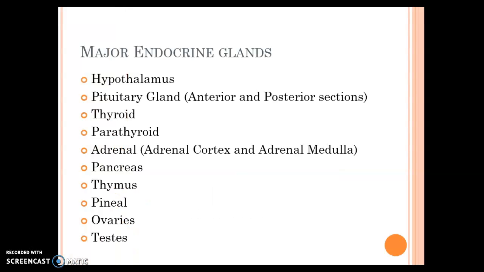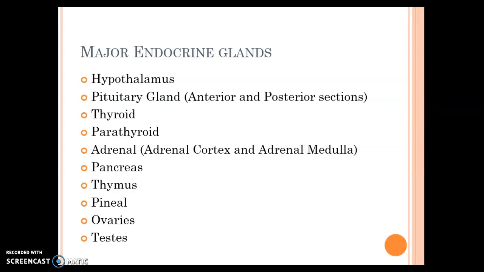So this is the list of the major endocrine glands in the body, and besides the pineal gland and the thymus, I've tried to put them in order going from superior to inferior in the body, and that might be a good way for you to visually represent it. So we have 3 of them in the brain. We've got the hypothalamus, the pituitary gland, and the pineal gland.